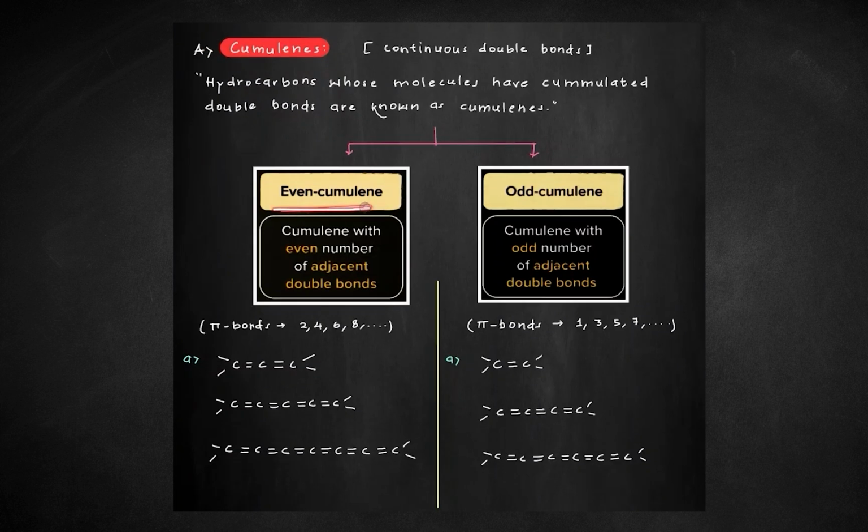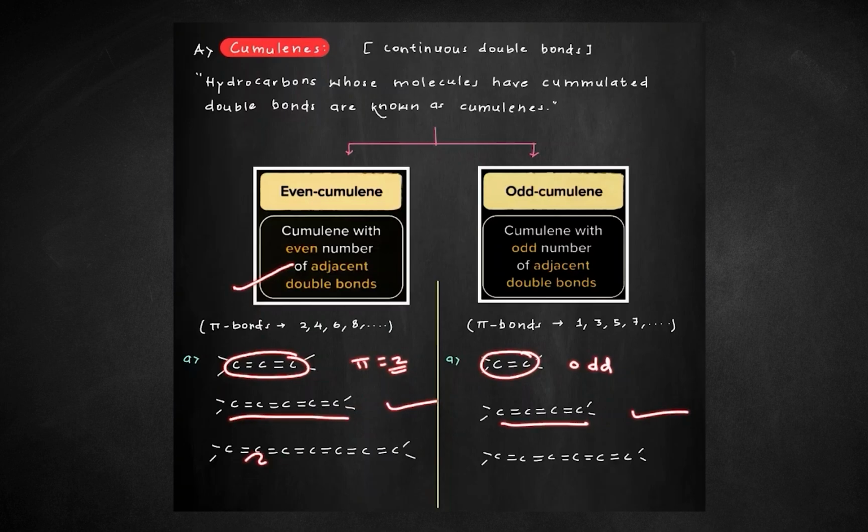Cumulenes are of 2 types, even cumulene and odd cumulene. Even cumulene means the double bonds are in even numbers, and odd cumulene means double bonds are in odd numbers. Here pi bonds will be 2, 4, 6, 8. Here pi bonds will be 1, 3, 5, 7. So these are even cumulenes, these are odd cumulenes. Here the double bonds are continuous, this is cumulene. 2 double bonds, that is 2 pi bonds, so this is even cumulene. Pi bond 1, odd cumulene. Again pi bonds 1, 2, 3, 4 even, 1, 2, 3 odd, 1, 2, 3, 4, 5, 6 even, 1, 2, 3, 4, 5, that is odd cumulene.